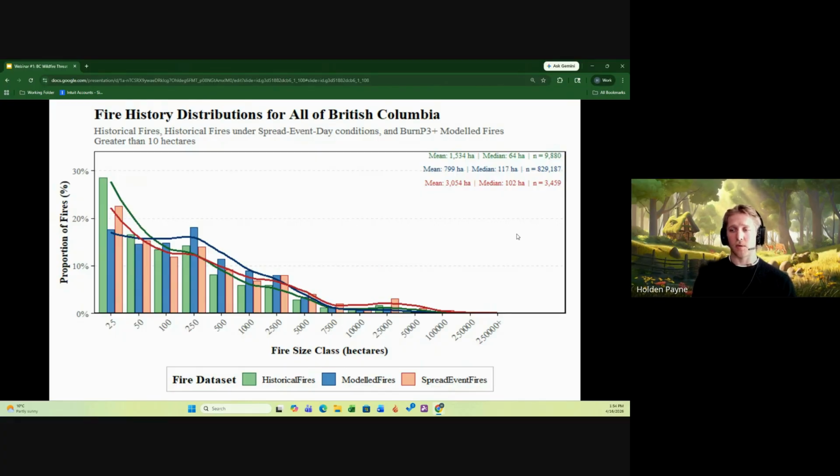So what you're looking at here with the green graph is the historical distribution. Those are the relative proportion of sizes of fires in each of those classes. The blue is going to be the modeled fires that were produced as a result of Burn P3 in this analysis. And then the red is fires that we're calling a spread event day data set. This was a created data set that includes all fires that started under spread event day conditions and achieved some spread event day growth.